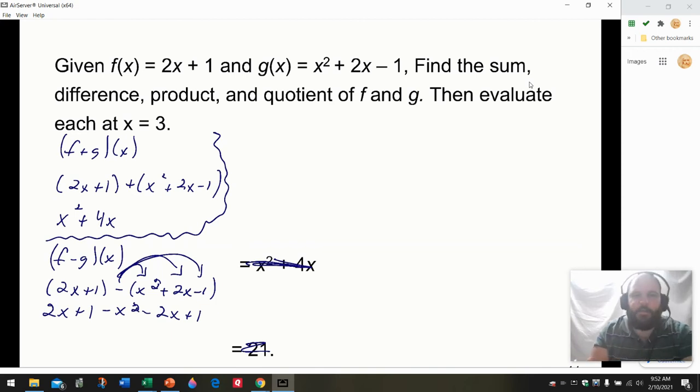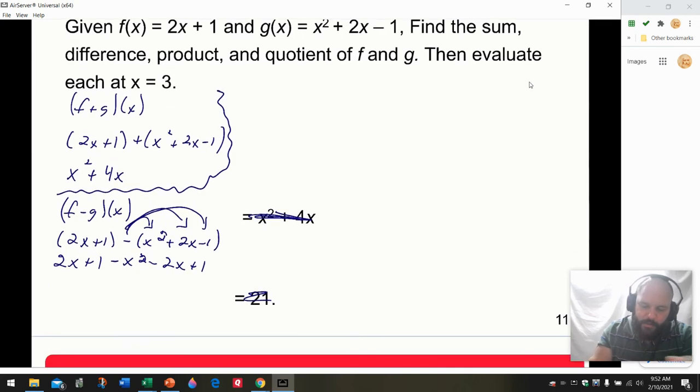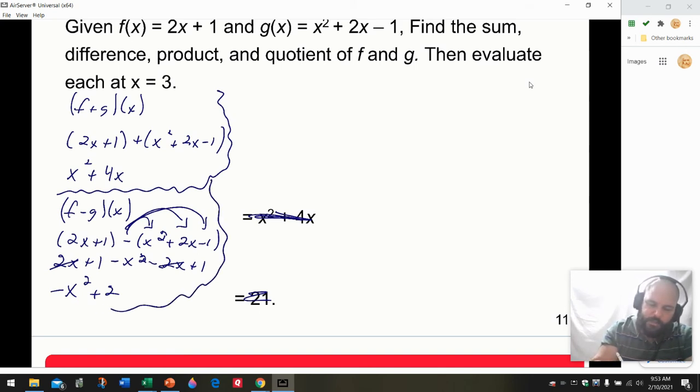Now we have like terms that we need to combine and then put things in standard form. So the x squared is the biggest term, so we're going to list that first. And then we have a 2x and a minus 2x, so that's 0. Those cancel out, but we still have a 1 plus 1, so that turns into plus 2. And once we have that, there is our final answer for the difference.